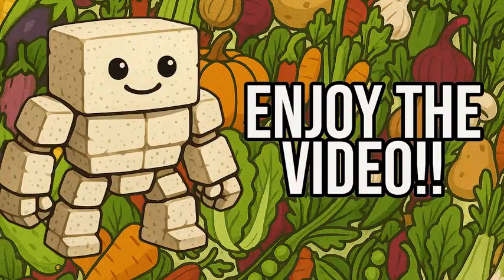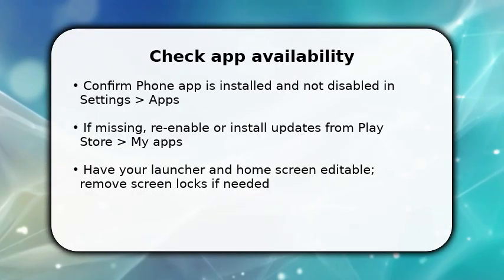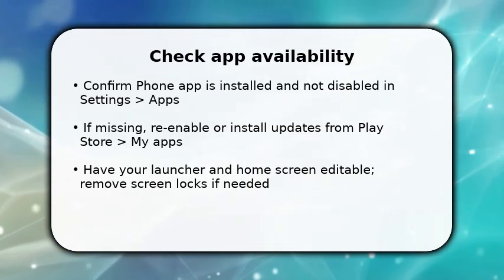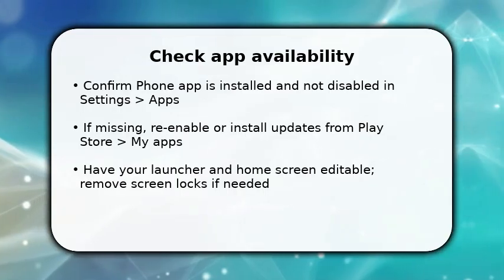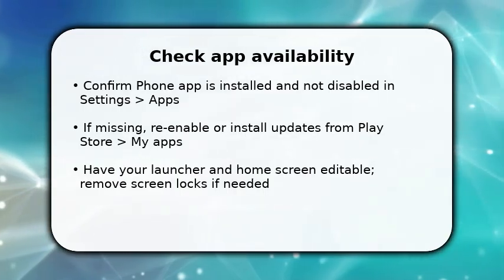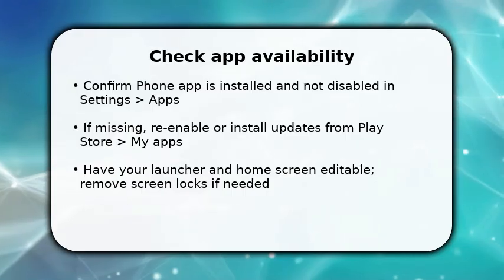Please enjoy the video. You start by confirming the phone app exists and isn't disabled. Open Settings Apps, find Phone, and enable it if needed. Once done, check Play Store for updates or reinstall to restore a broken package.